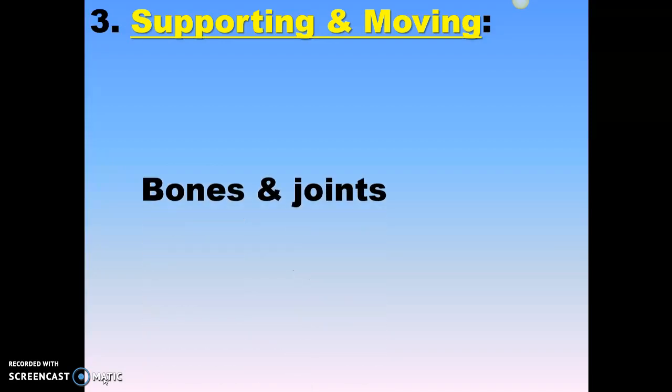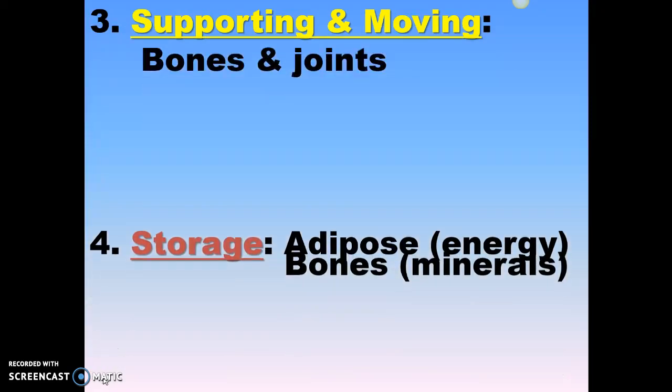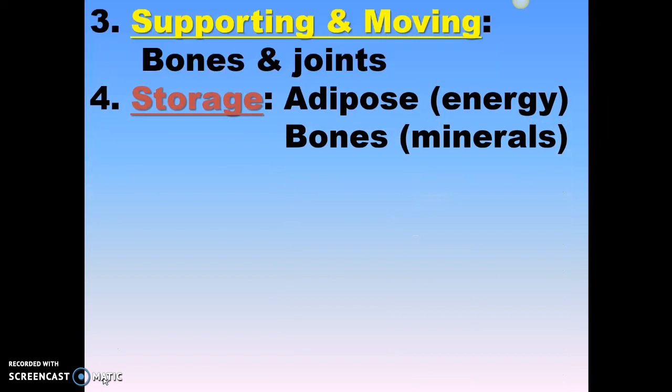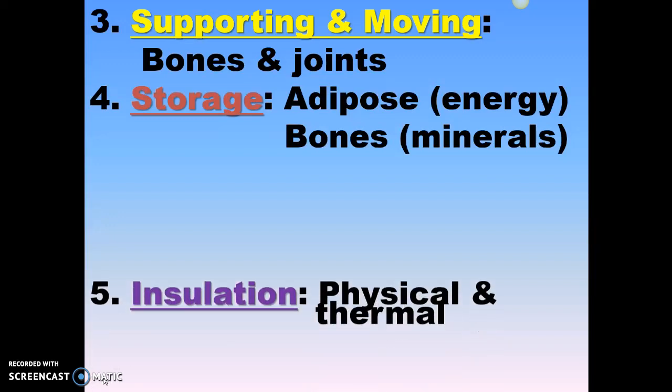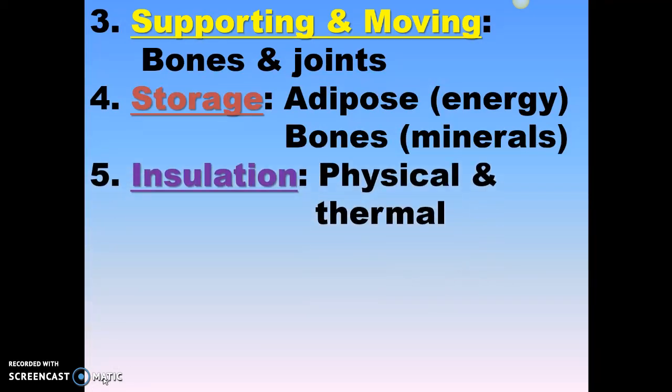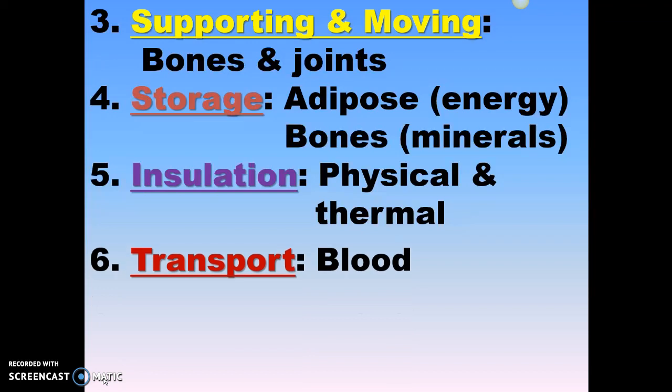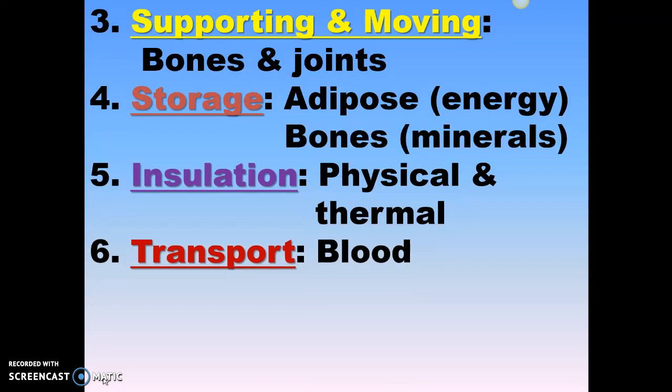Of connective tissue. Your bones and joints help you support. So storage is adipose, that's fat, stores energy. Bones store minerals. Insulation, again, the adipose insulates you well. You want to put on your good layer of fat before winter so you don't freeze to death. Transport, the blood. It transports the nutrients for you.